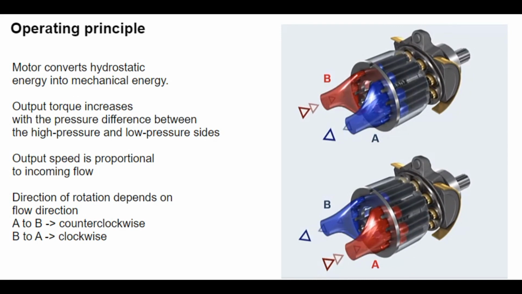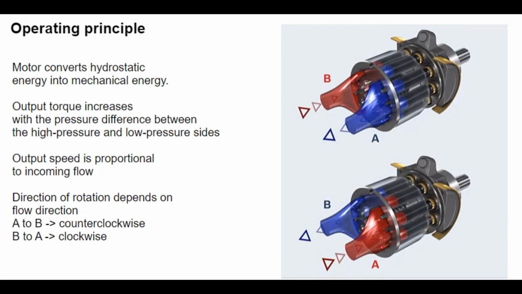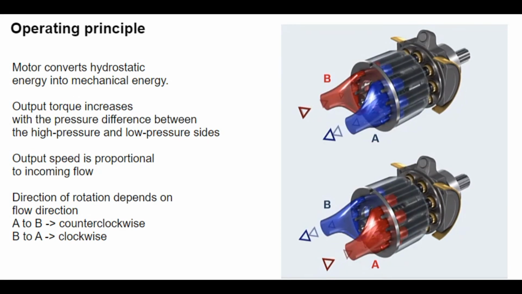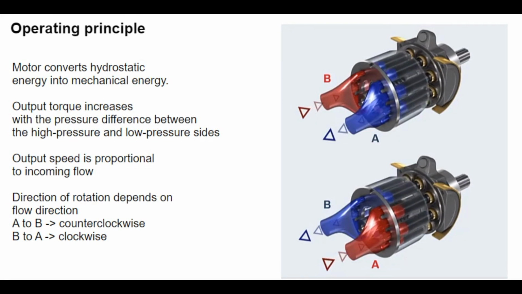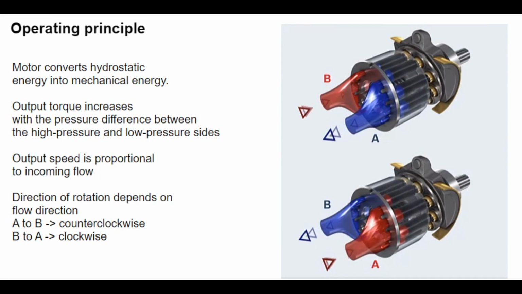If hydraulic fluid is supplied from the A side left, the motor rotates clockwise. If it is supplied from the B side right, the motor rotates counterclockwise. If the rotary group is switched from Qmax to Qmin, output speed increases and output torque decreases accordingly.